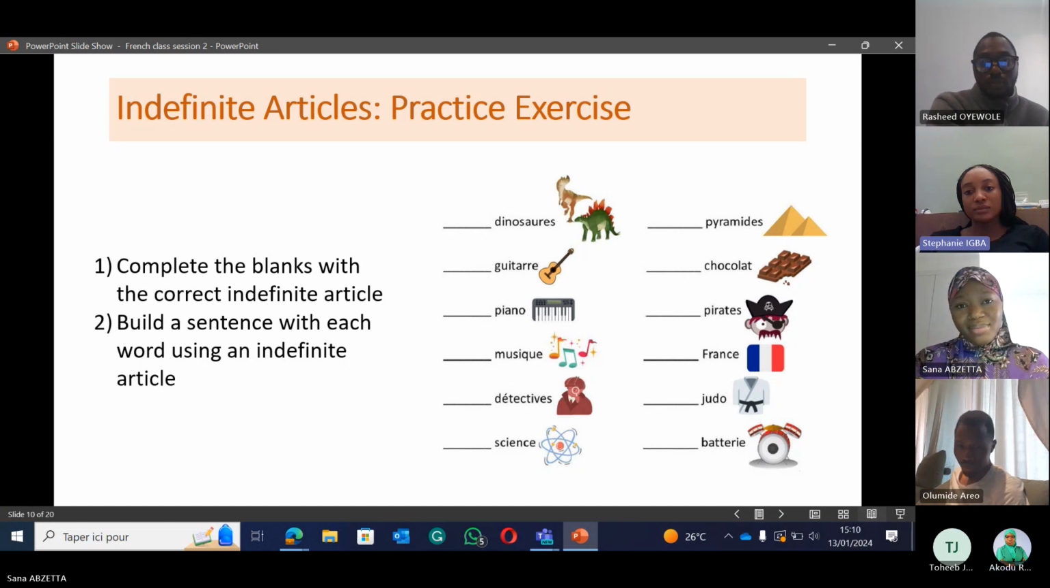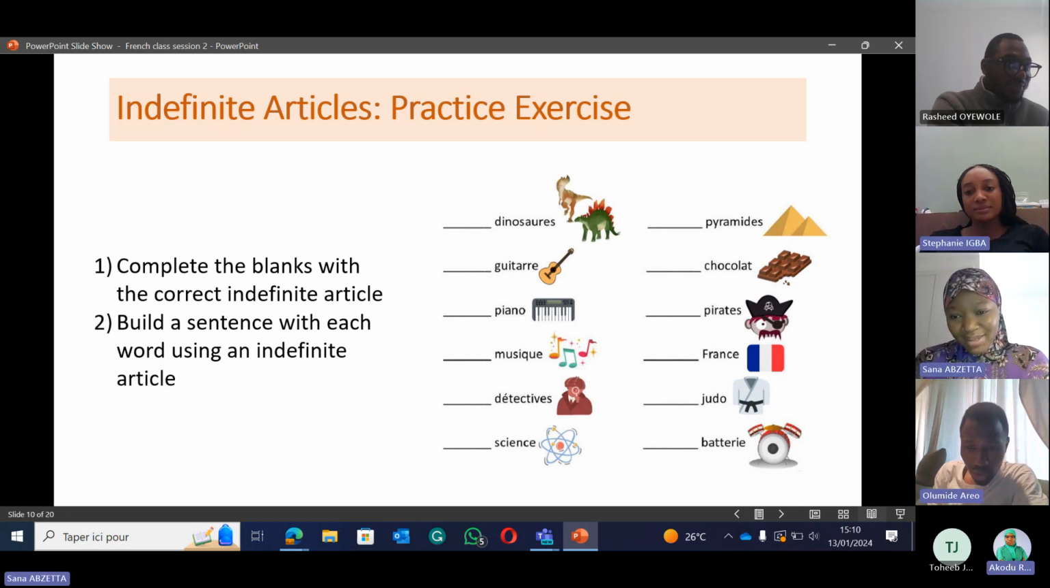Chocolate. Un chocolat. Right for everyone? Yes. Pirate. Did you say un or une? Un. Okay, but I want to ask about the pronunciation, is it chocolat or chocolate? Chocolat. We don't read the T at the end. Chocolat, okay. Chocolat.